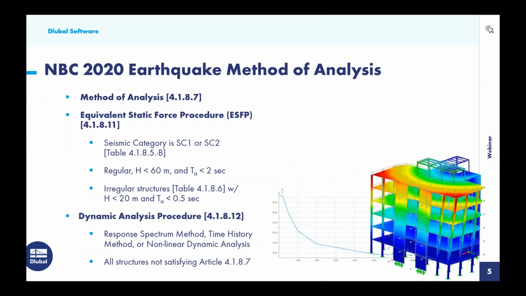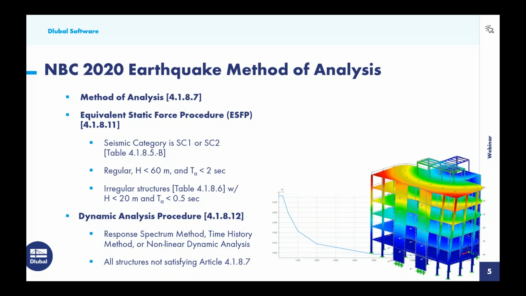So before we begin, I want to discuss the NBC 2020 earthquake methods of analysis that are given in Article 4.1.8.7. So we do have the equivalent static force procedure that is provided in 4.1.8.11, and this is certainly a simplified approach for seismic design. Now, this can be applied for buildings that are of seismic category SC1 or SC2, given in Table 4.1.8.5.B.